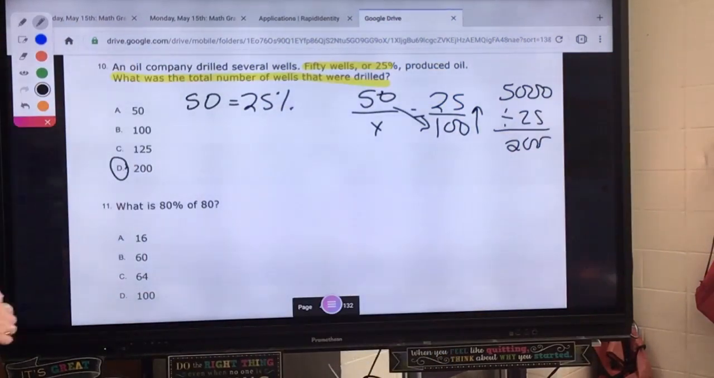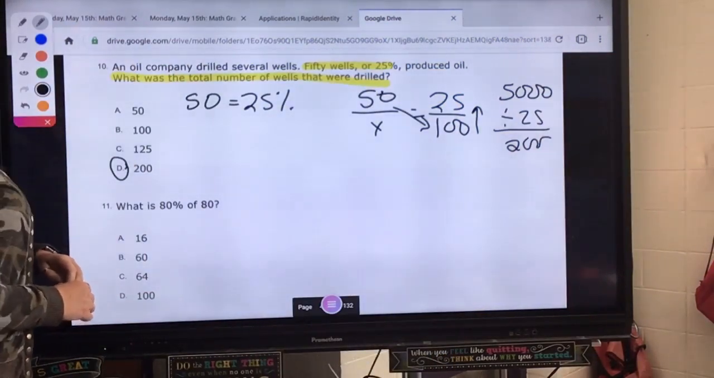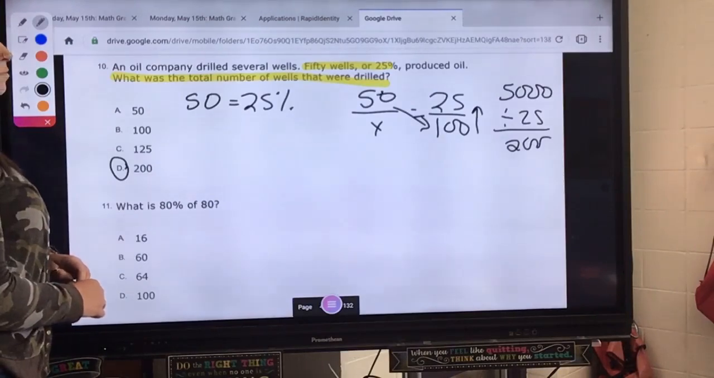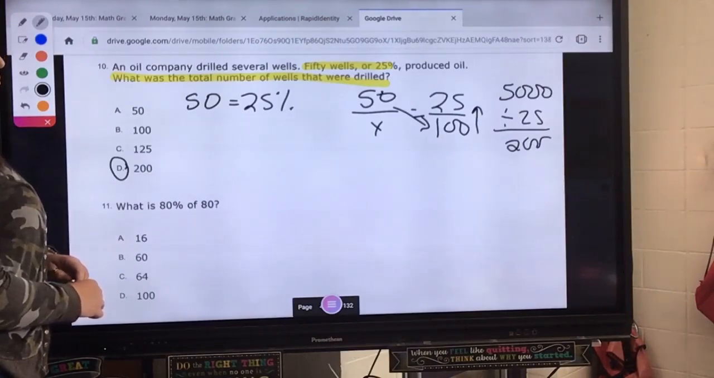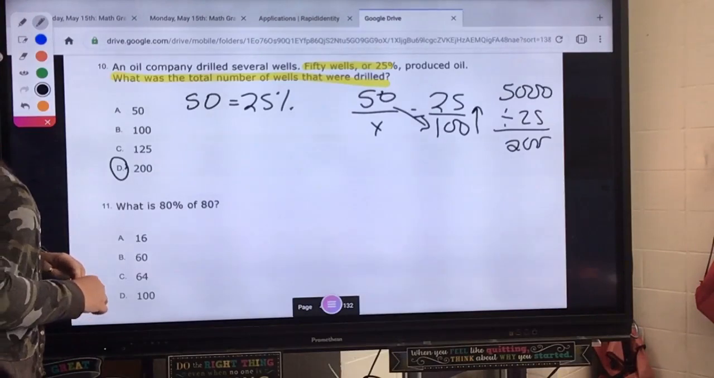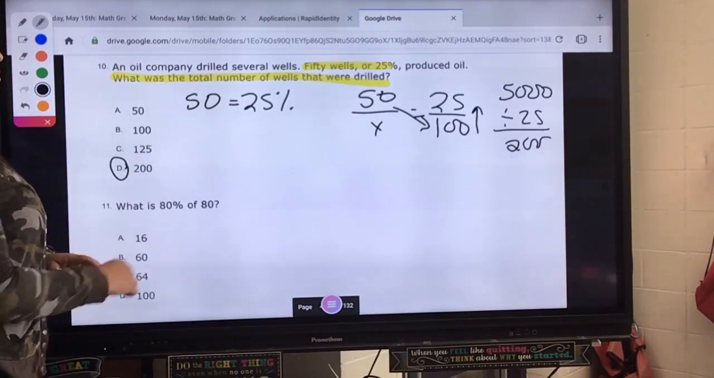What's another way you can solve this problem? Camden? You can figure out how many times 25% goes to 100% and multiply that into 5. Okay, how many times does 25 go into 100?